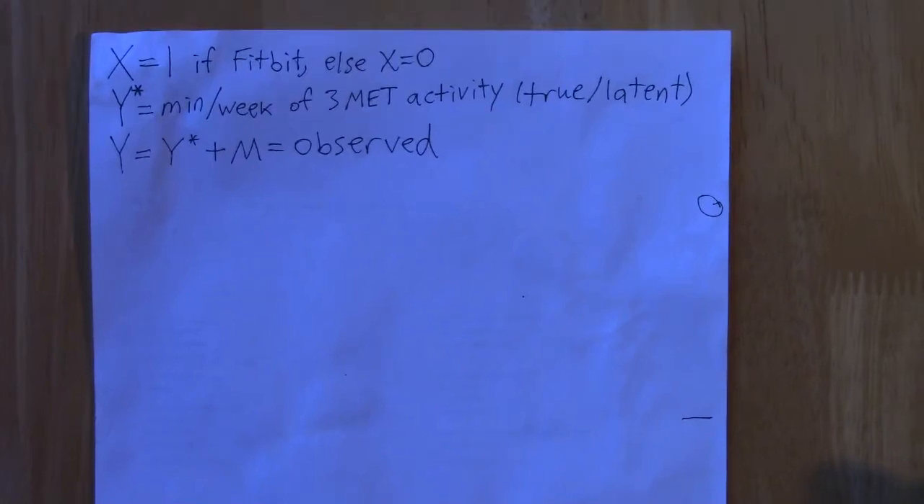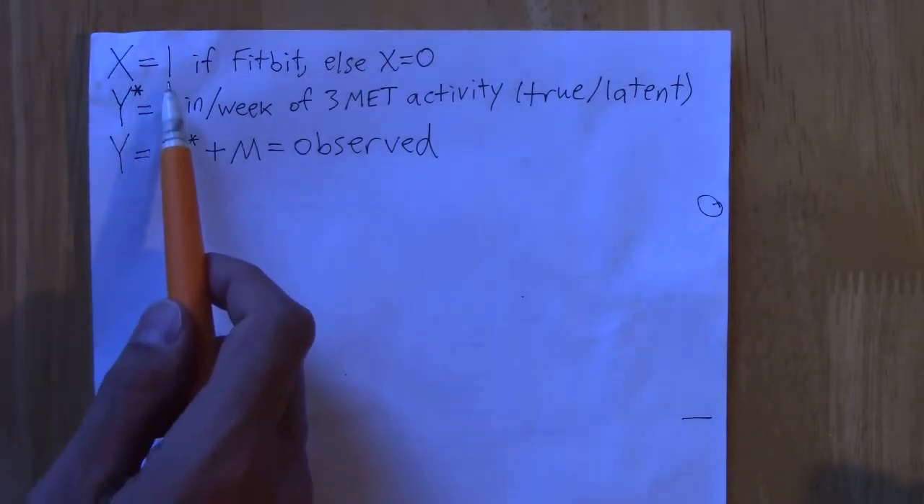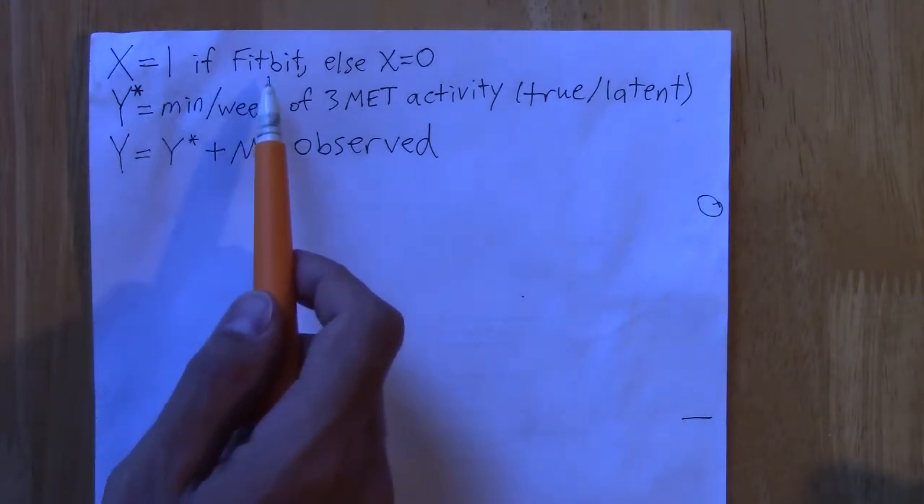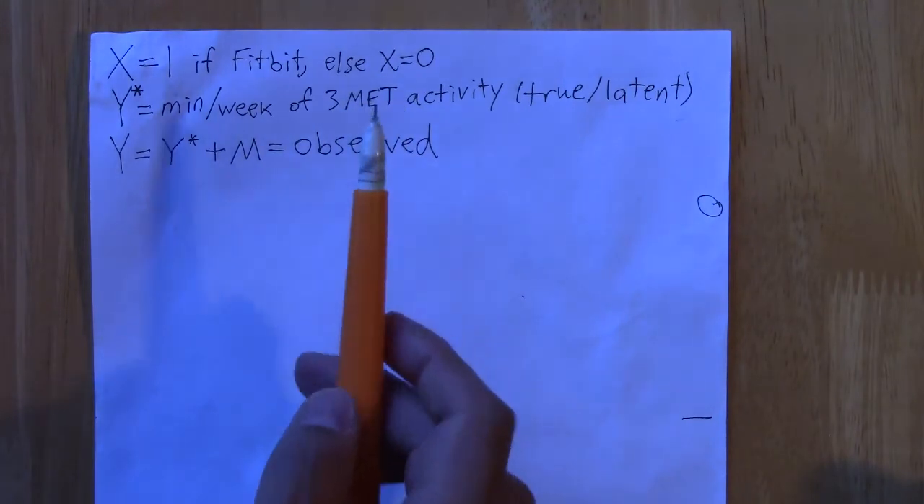This video is about measurement error. In particular, it's an example where the measurement error is problematic and causes a bias in the regression slope estimate. So imagine an example where x is just a binary variable that's equal to 1 if an individual uses a Fitbit, otherwise x equals 0.